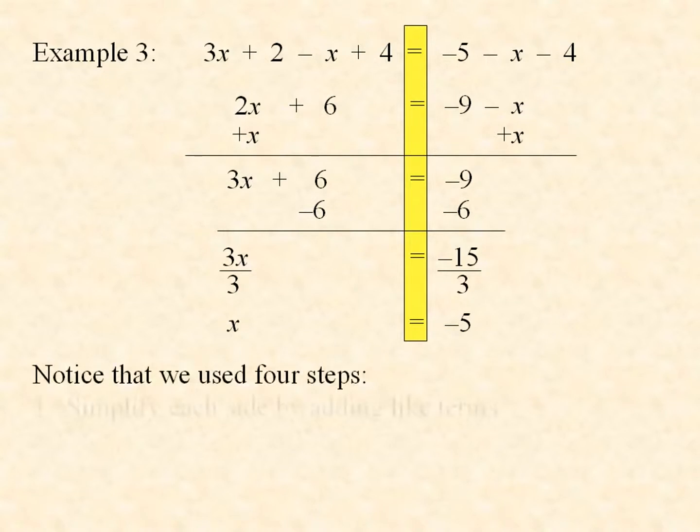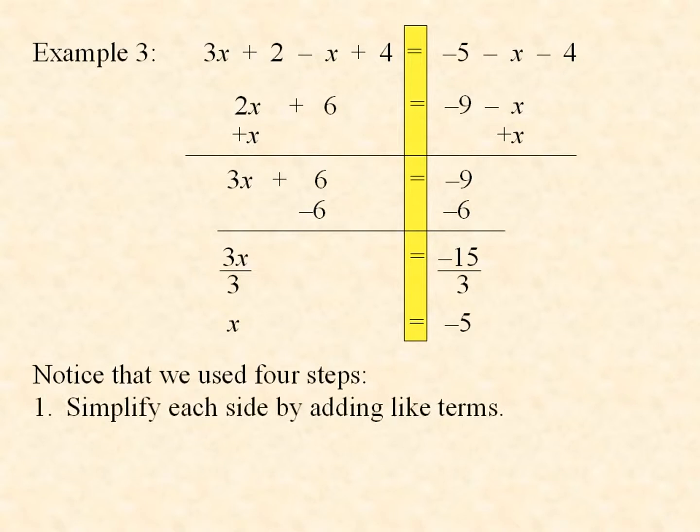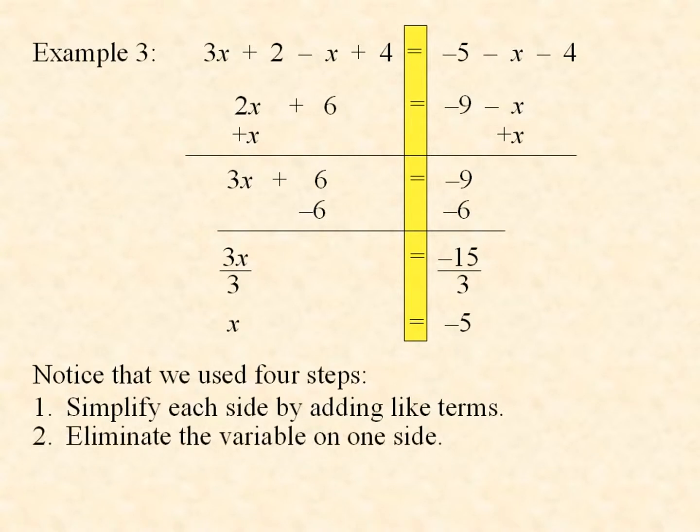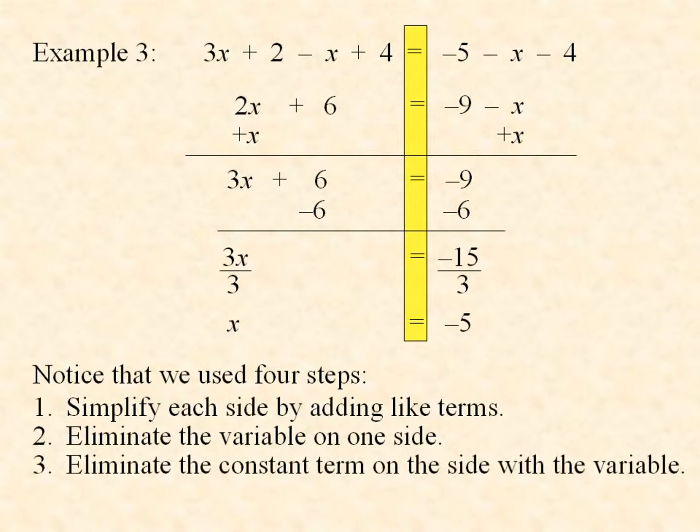Notice that we used 4 steps. First, we simplified each side by adding like terms. Then we eliminated the variable on one side. We added x to both sides, so it wasn't on the right. Third, we eliminated the constant term on the side with the variable. That was the left side. We added negative 6 to get rid of the 6 on the left side. And then we solved for the variable. We divided both sides by 3.